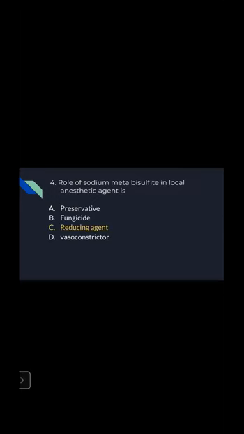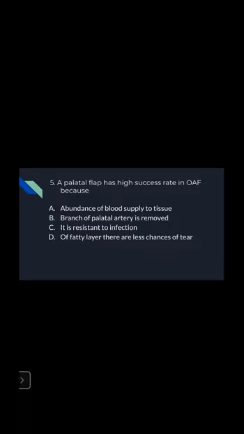Reducing agent. Question 5. A palatal flap has high success rate in oroantral fistula because of A. Abundance of blood supply to the tissue. B. Branch of palatal artery is removed. C. It is resistant to infection. And D. Because of fatty tissue layer there are less chances of tear. And the answer is A. Abundance of blood supply to the tissue.